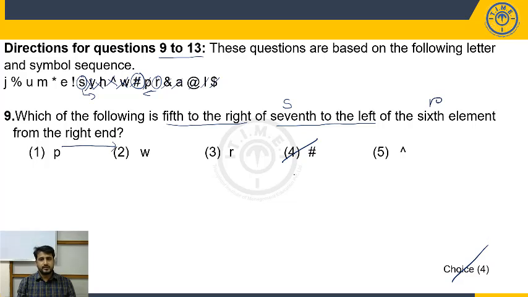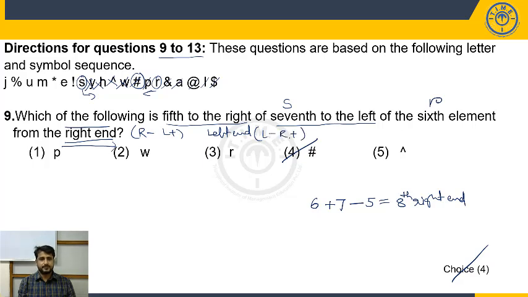The same question we can do in another form also. If we start counting from the right hand, we have to count the sixth element. So take these 6 as it is. When it is the right hand, left will be plus, so plus 7, and right will be minus 5. 6 plus 7 is 13, 13 minus 5 is 8. So directly you can count 8 from the right hand. When a question is based on the right hand, right will be minus and left will be plus. When the question is based on the left hand, left will be minus and right will be plus.